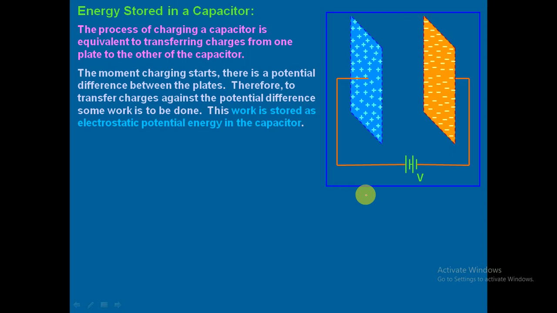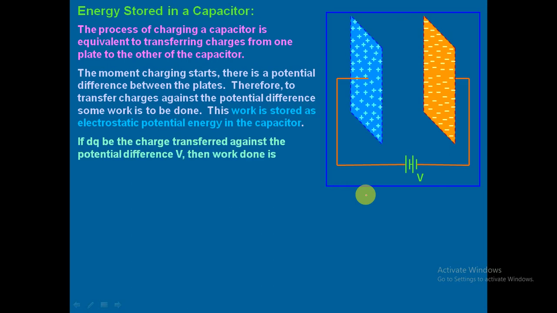So we have to simply find out the work done in transferring the charges from one plate to the other plate. Suppose dq is the charge being transferred from one plate to the other against the potential difference V, then the work done would be V into dq. And we know that V is charge per unit capacitance. From the basic definition of capacitance, we can write potential as Q over C.